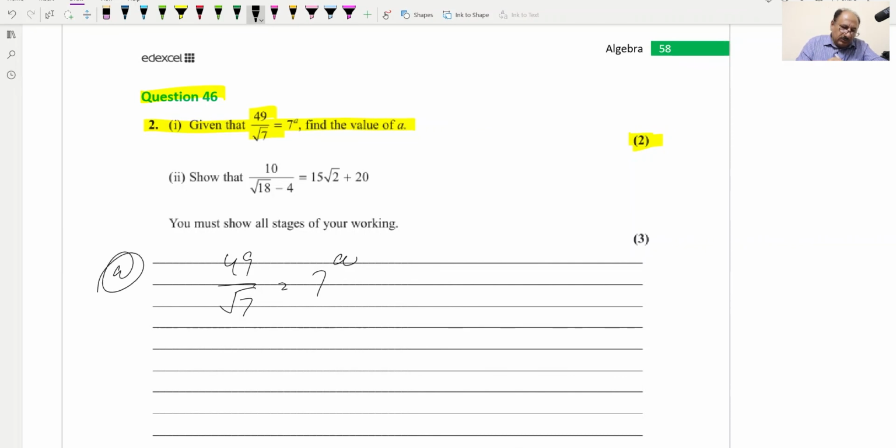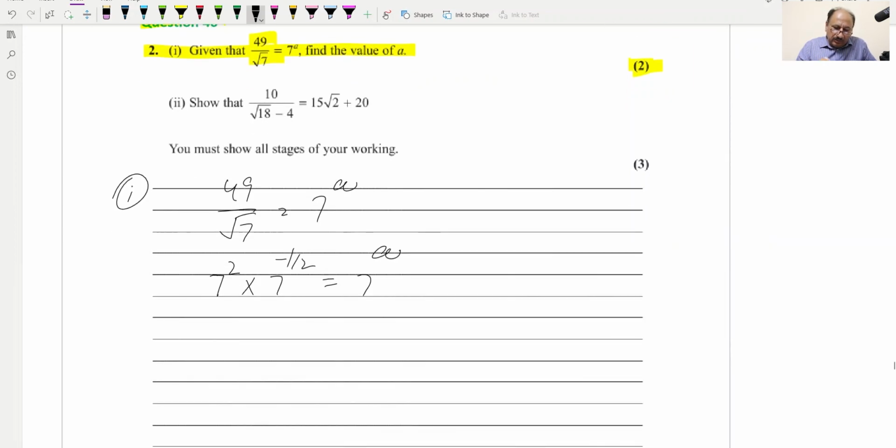This is basically part I. So what we will do, we can multiply this like this. 49 we can write as 7 squared, and we can write the square root of 7 as 7 raised to 1 by 2 in the denominator, so 7 raised to minus 1 by 2, and this is equal to 7 raised to a. Further we can write it as 7 raised to the power 2 minus 1 by 2, which is 3 by 2, and this is equal to 7 raised to a. Bases are the same, so powers can be compared. This implies a is equal to 3 by 2, or you can write 1.5.